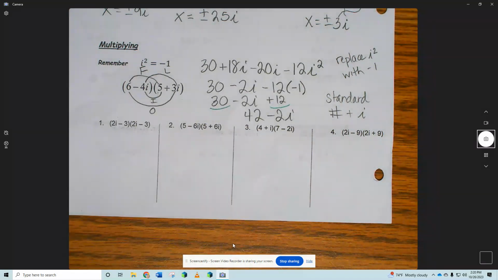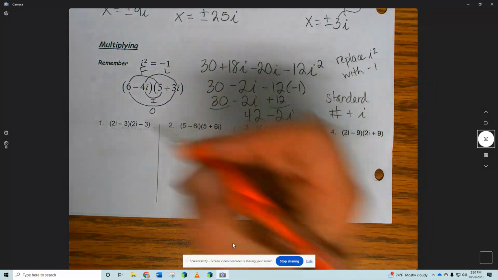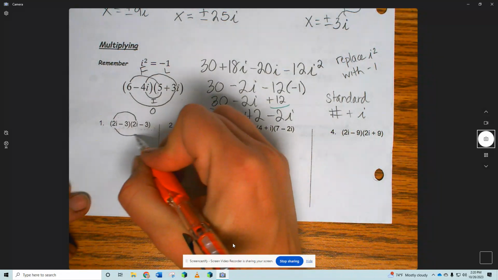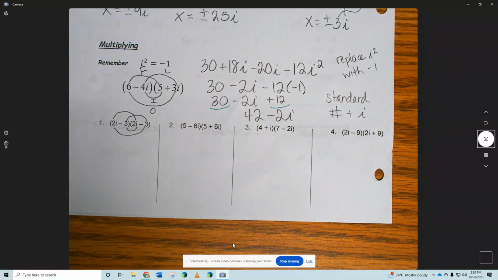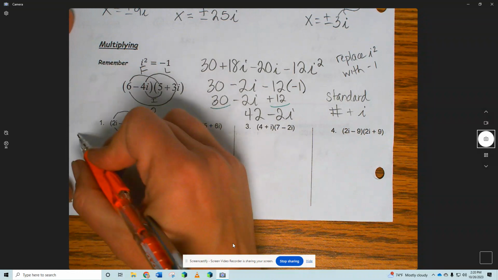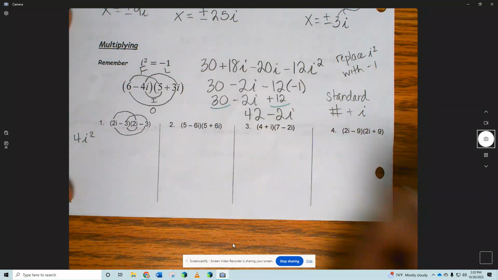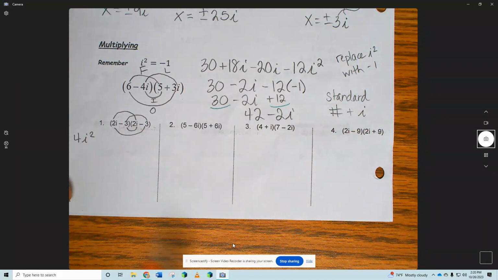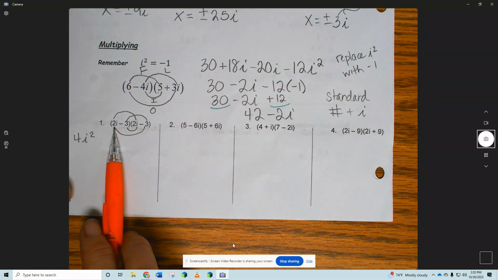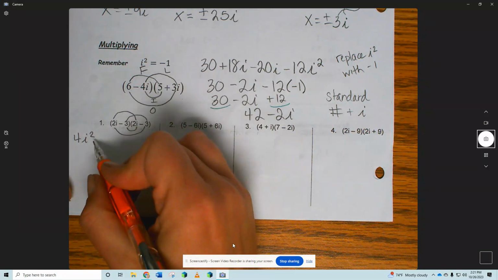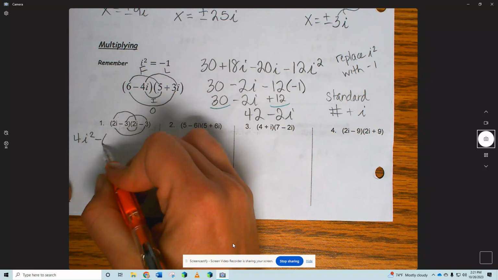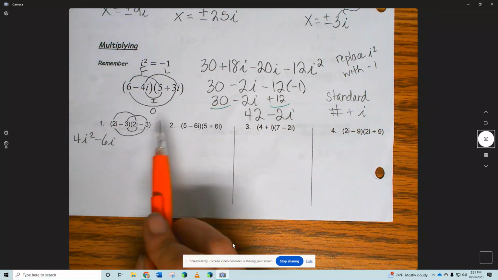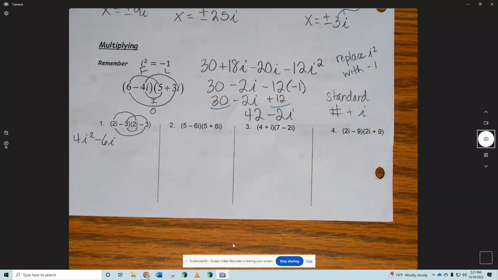So we're just foiling. I'm going to do 2 of them with you, and I'm going to have you do 2 on your own. So I'm going to do first, outer, inner, last. 2i times 2i, 4i squared. Outer, 2i times negative 3. What is that? Just yell it out. Negative 6i. Inner, negative 3 times 2i.